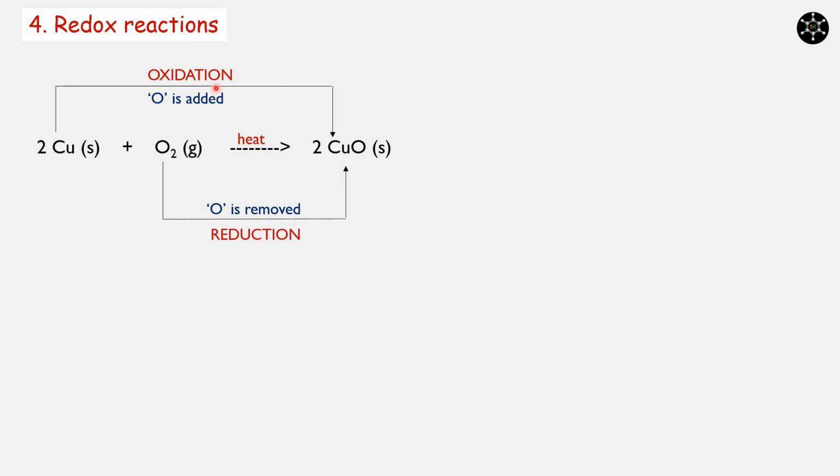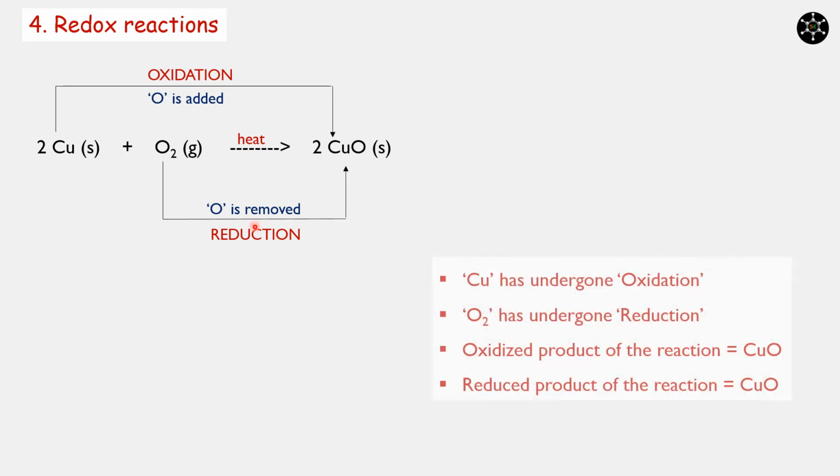Again, since we have both oxidation and reduction in this reaction, it is an example of a redox reaction. In this reaction, copper has undergone oxidation, oxygen has undergone reduction. The oxidized product of the reaction is copper oxide. The reduced product of the reaction is also copper oxide.